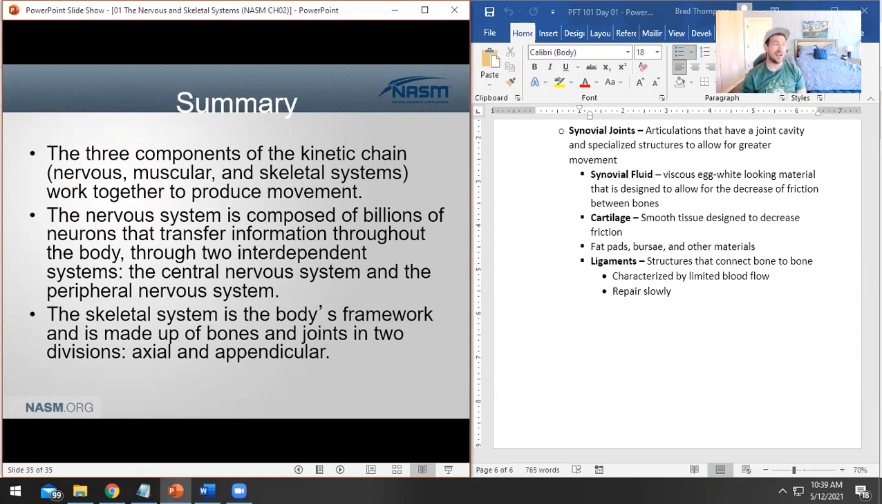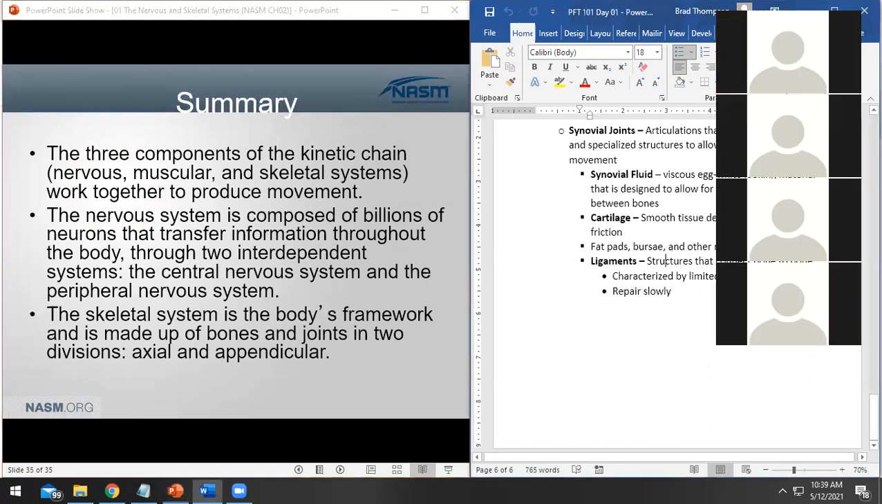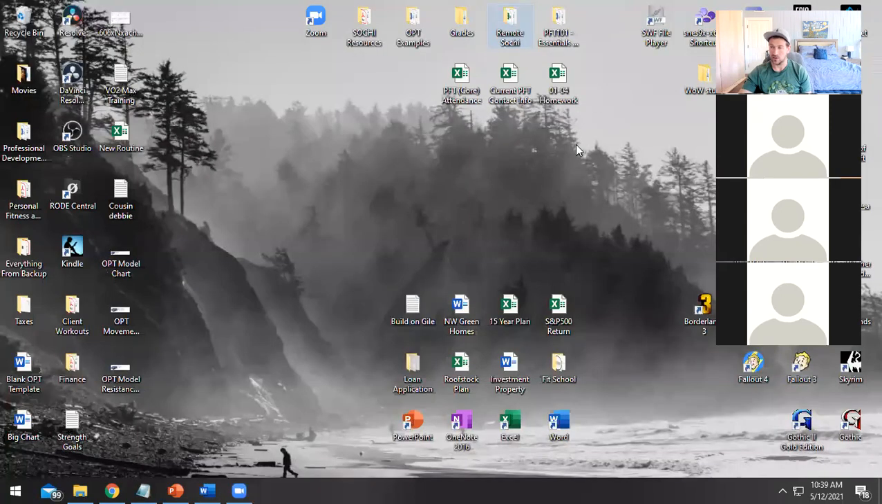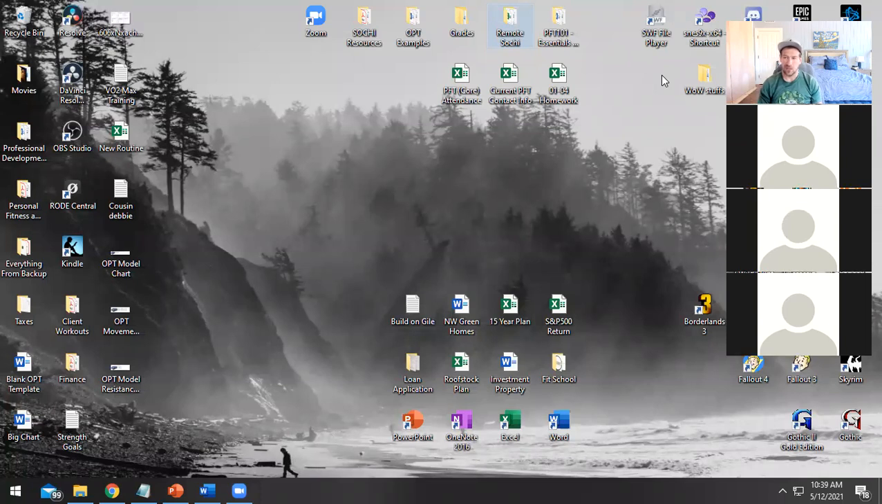It is going to coordinate and control your entire body, including your muscular system, which we will dive into tomorrow. And that muscular system is going to manipulate and move around your skeletal system. And your skeletal system is the body's framework made up of bones and joints and the structures within those joints. And that is actually our first lecture for this course. That's about all I have got for you guys today.